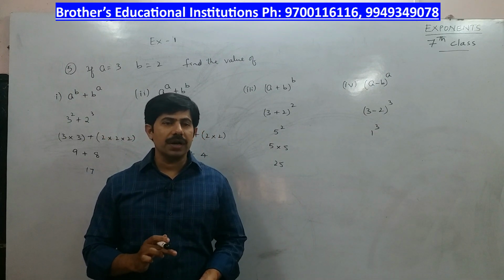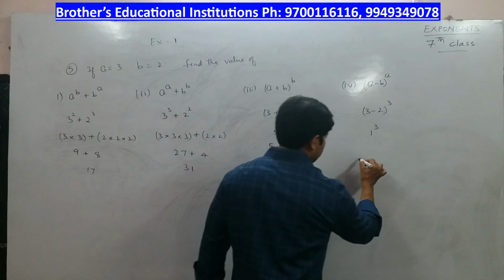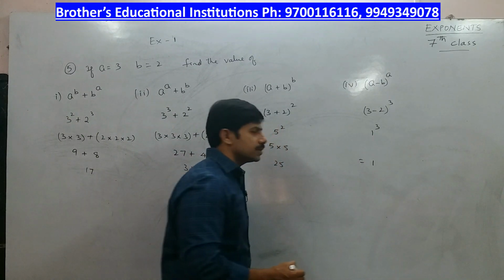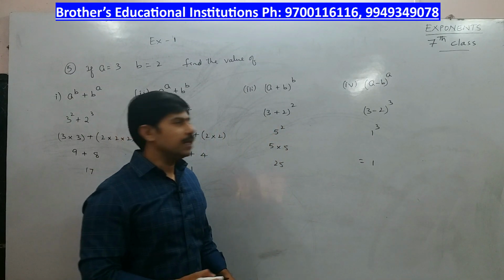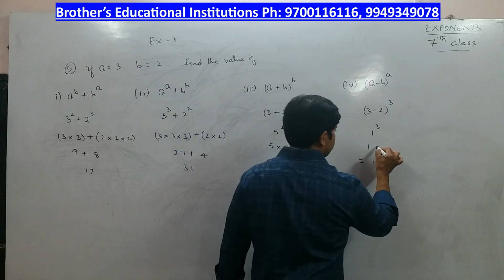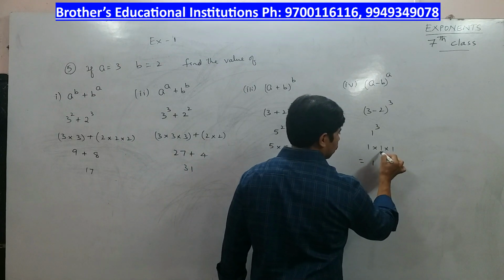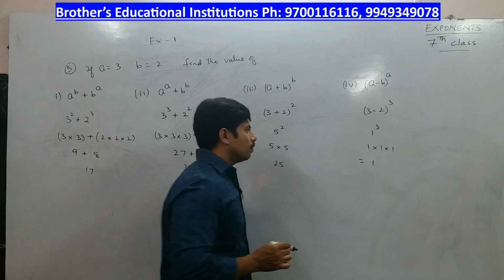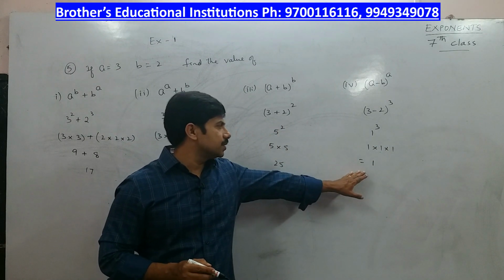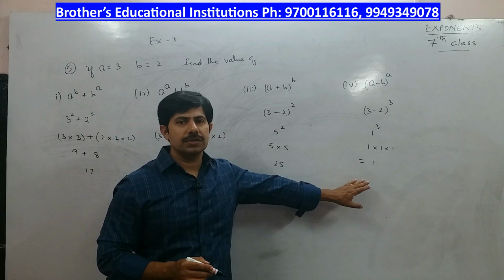See, 1 power anything is 1. Remember, 1 power anything is 1. See 1 power 3 means 1 into 1 into 1. 1 ones are 1, 1 ones are 1. So 1 power anything is 1. So here the result is 1. So this is completed.